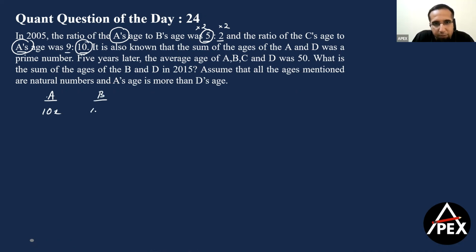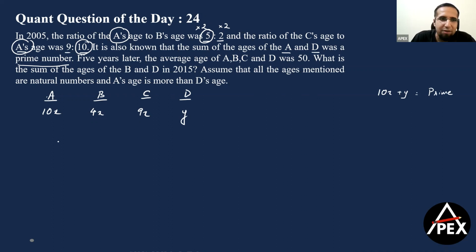Similarly, age of B will be 4x, that is 5 is to 2. And age of C will be 9x, that is 10 is to 9 or 9 is to 10. Right? It is known that the sum of the ages of A and D was a prime number. Now, A and D was a prime number, which means at that specific year only. So I know that there's somebody called D, let's say that is y. And therefore, I know one thing for sure that 10x plus y is a prime number.